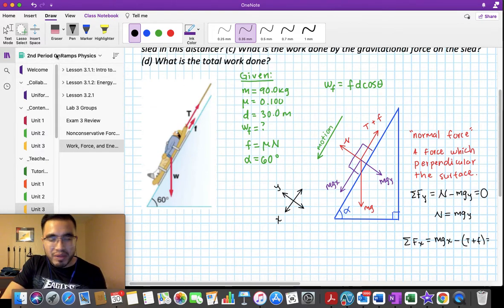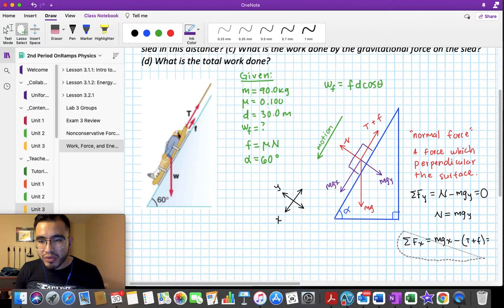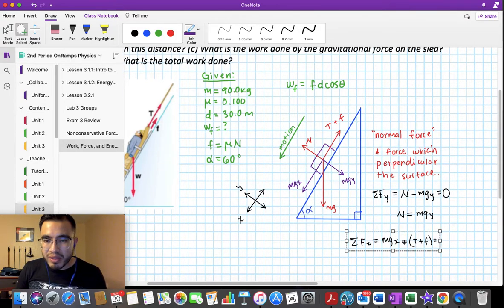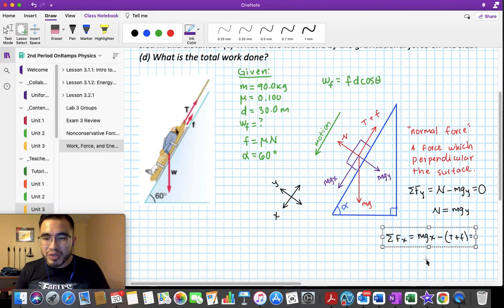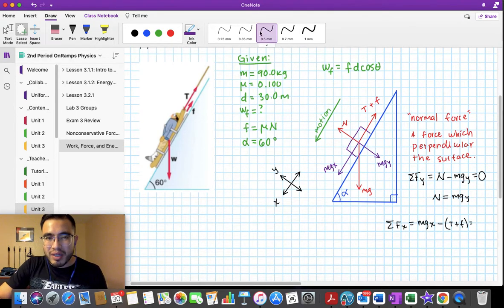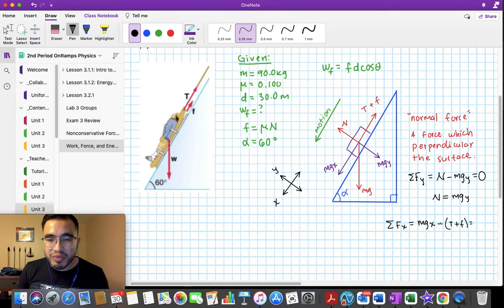Before I tell you what this is equal to, I want to simplify a little bit, because this might confuse you. I'm going to distribute this negative sign to these two. So the summation of forces along the x is equal to mgx minus tension minus friction.